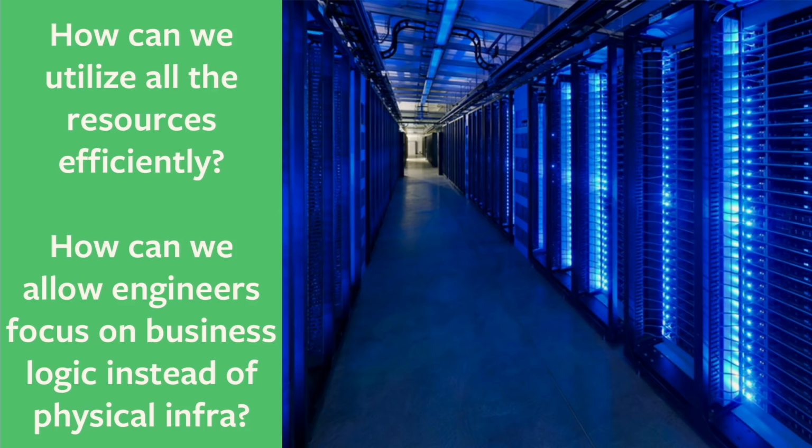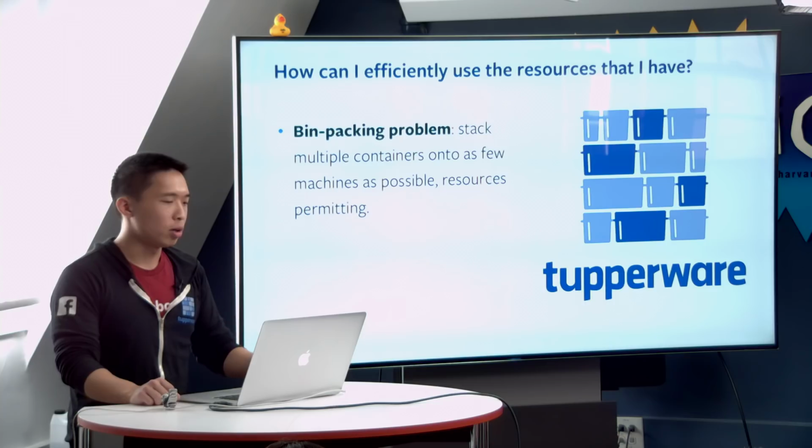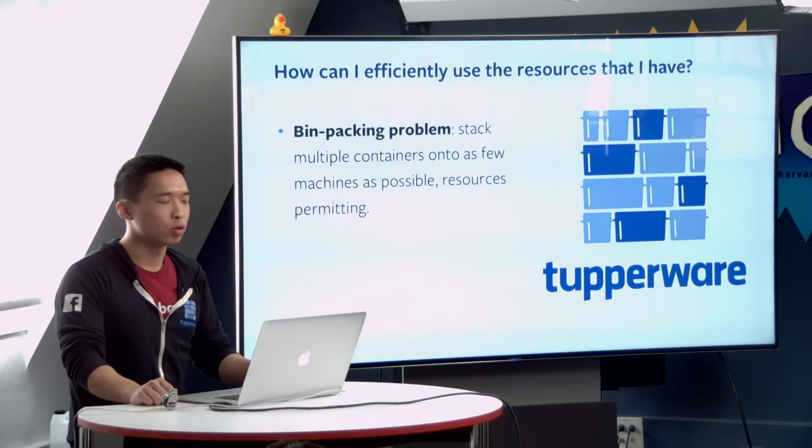So given that data centers are so expensive, how can we utilize all the resources efficiently? And also, another problem we have is reasoning about physical infrastructure is actually really hard. There are a lot of machines, a lot of failures can happen. How can we hide as much of this complexity from engineers as possible so that engineers can focus on their business logic? And so the first problem is how can we effectively use the resources we have?